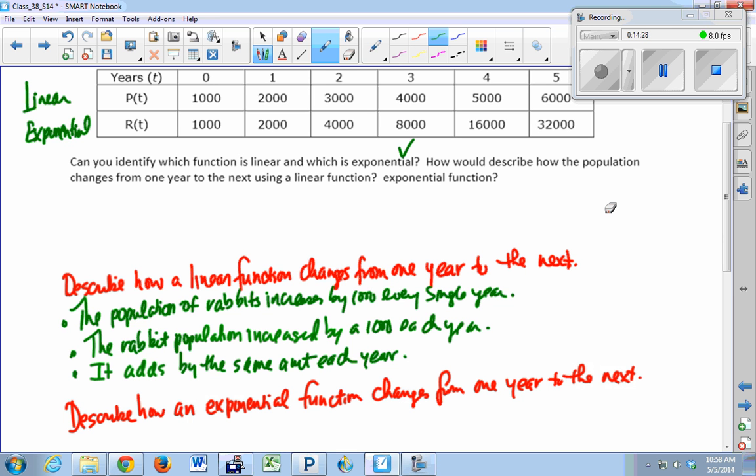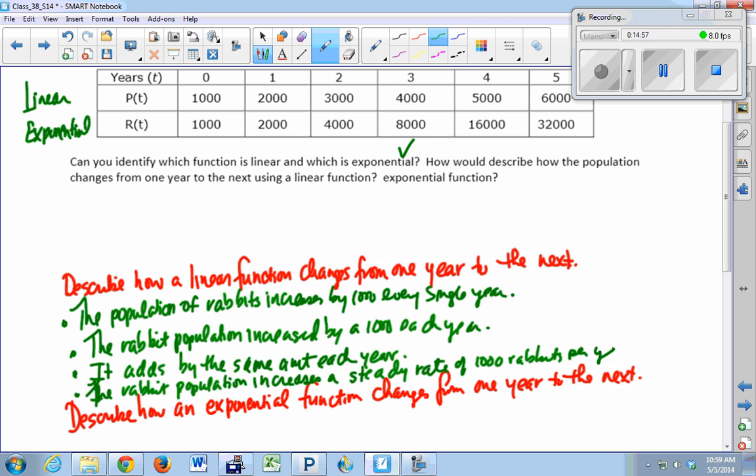Okay, Gina? Okay, so that's the other thing I was looking for. The rabbit population, because it's the same idea, but stated a little differently. So say it again, Gina. The rabbit population increase at a steady rate of 1,000 rabbits per year. Okay. So they all are saying the same thing.